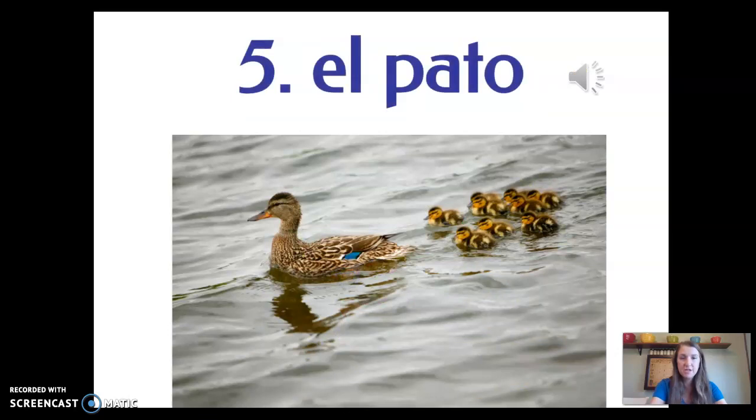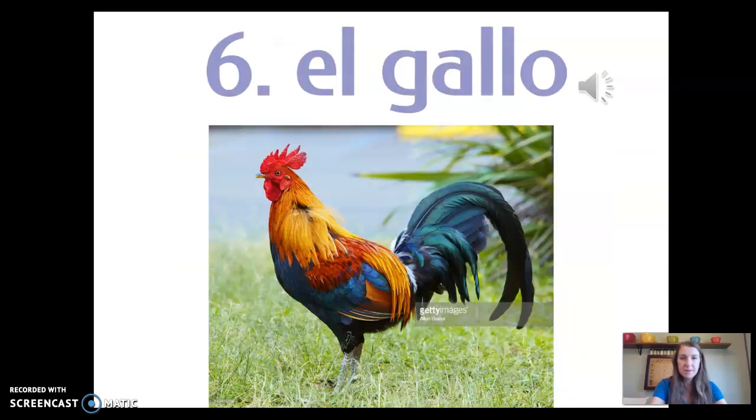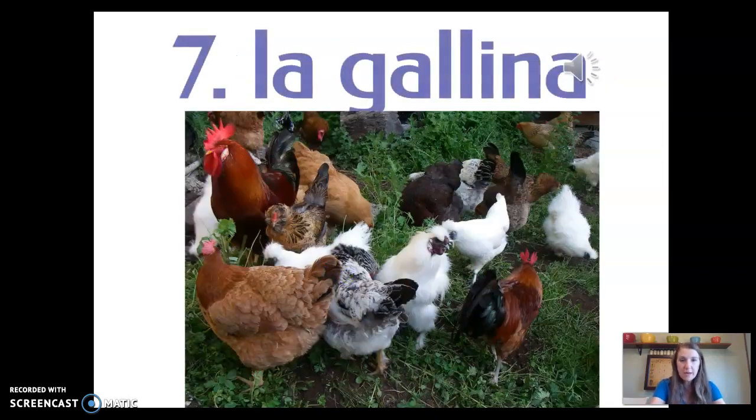El pato is a duck. El gallo is a rooster. So remember, two L's make a Y sound, right? So it's not a gallo, right? There's no gallo. So technically a rooster is, I guess you could say, the male chicken, right? A rooster. Those are only males. El gallo. And then the female is a chicken or a hen. You could write either. La gallina. Again, two L's together make a Y sound.